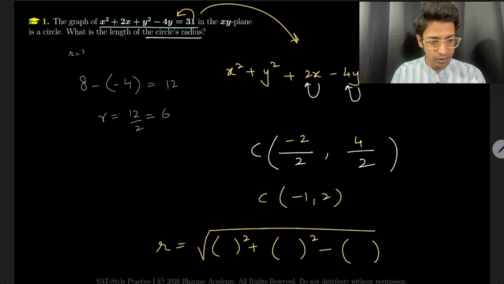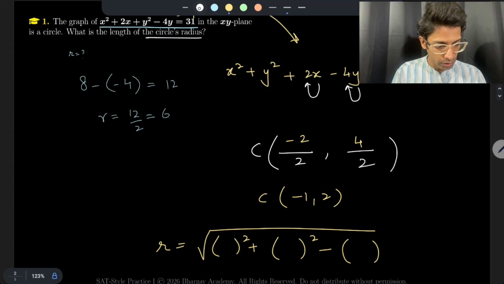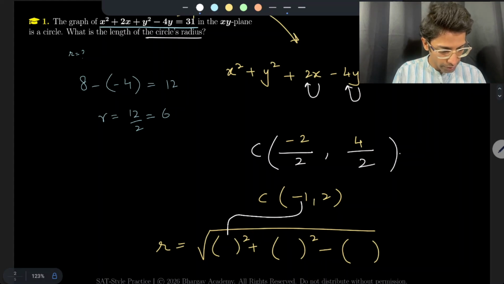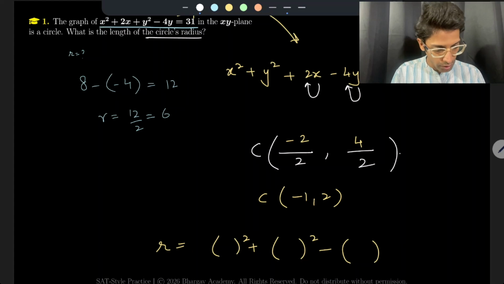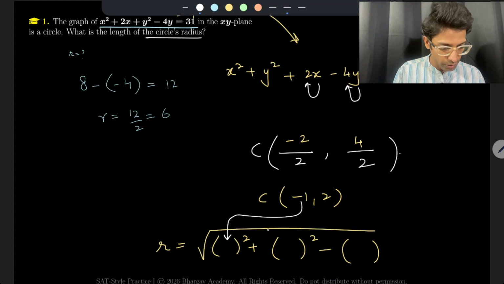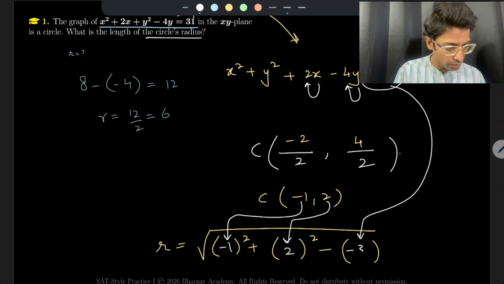Now how do you fill these blanks? Please pay attention now. Whatever is sitting here, write it down here, which is minus 1. Whatever is sitting here, write it down here, that is 2. And whatever is sitting here, write it down here, which is minus 31. If you solve this, you are going to get the radius straightforward.